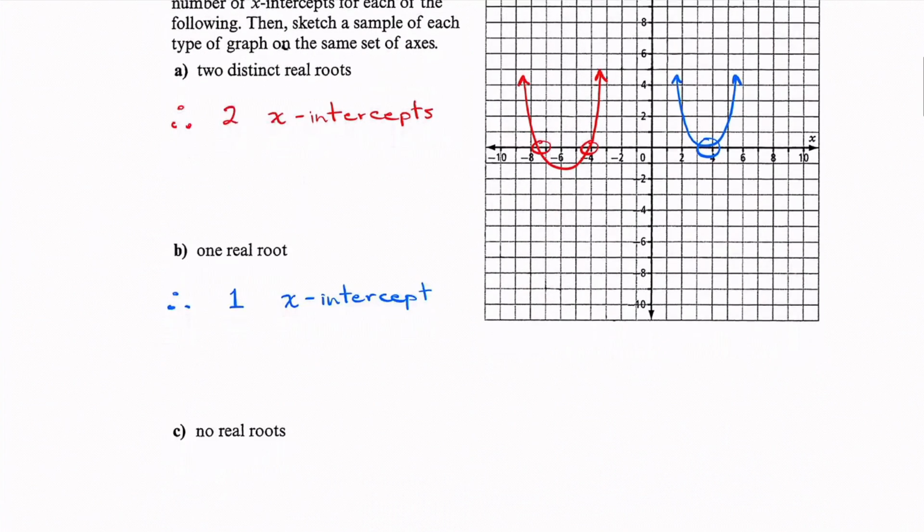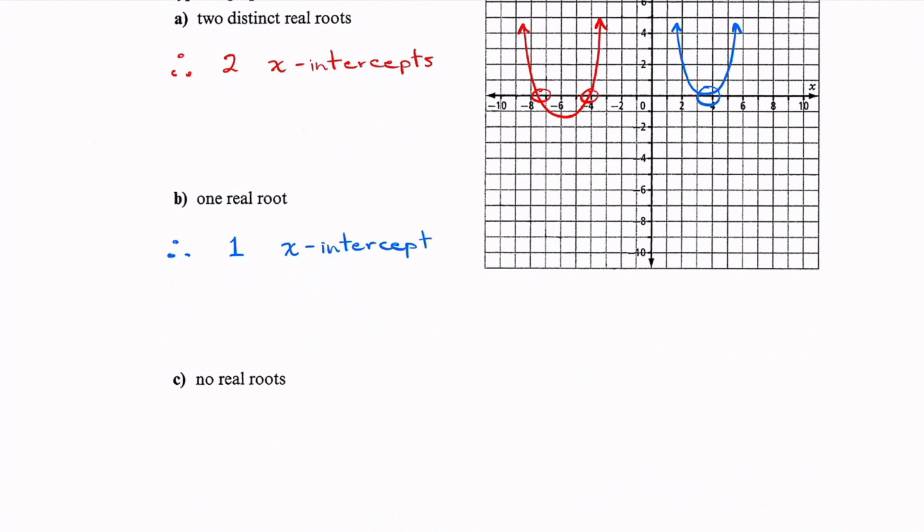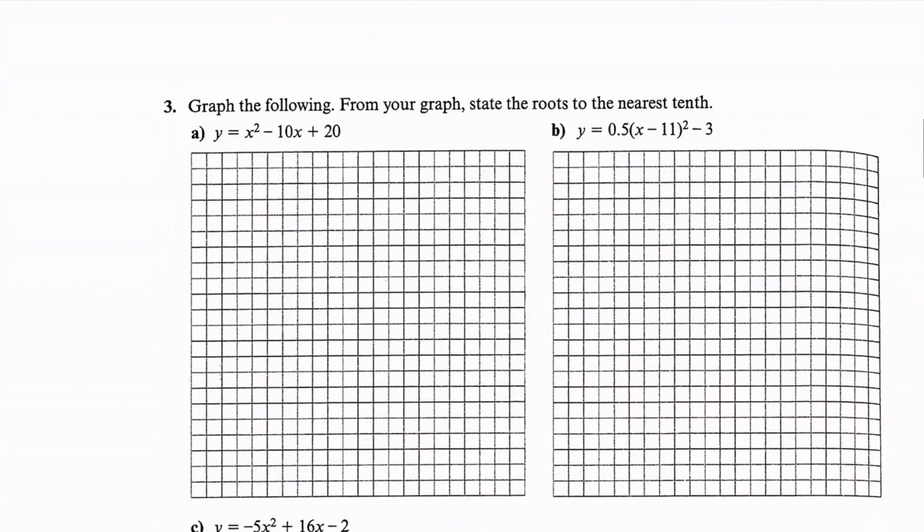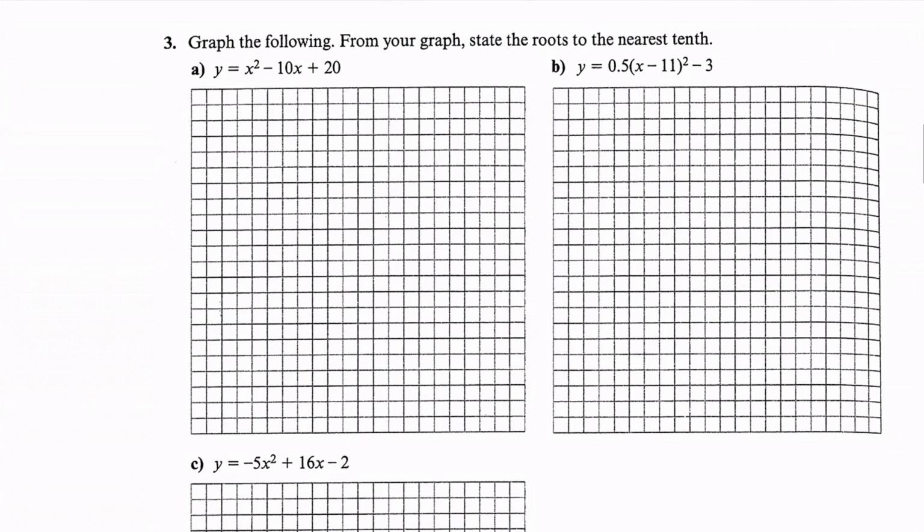And for part C, the last one, for no real roots, that is when you're then going to have no x-intercepts, so therefore no x-intercepts. And the graph for that one, I'm going to draw pointing down. With that one, it just can't have any part of the graph crossing the x-axis, so it's got 0 x-intercepts, 0 real roots. On to number 3 of the next page, we are going to look at A.